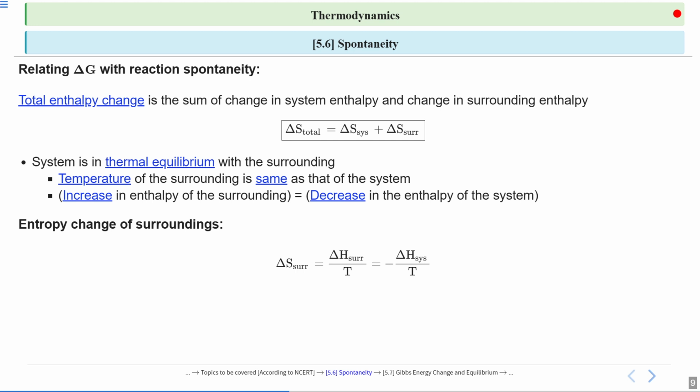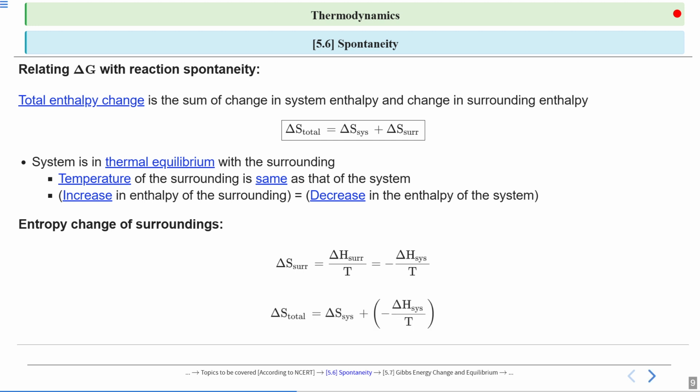Because most of the reactions that we carry out, we keep in an open container, and therefore the pressure is equal to the atmospheric pressure. And if the pressure is constant, then we can replace the Q reversible with the enthalpy, and we have done that same thing. Now for positive, we will have plus Q surrounding, therefore we can write it as enthalpy change for surrounding. And for the opposite case, which is system, we can write it as minus Q reversible system, therefore minus enthalpy change for the system.